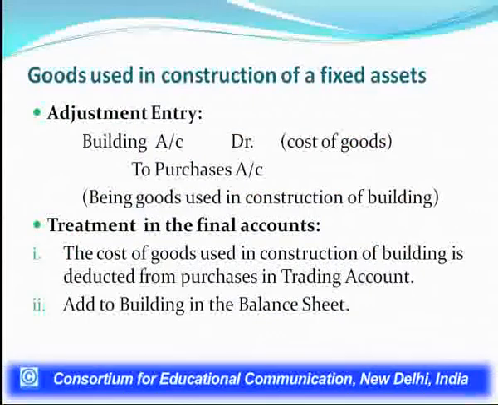The cost of goods used in construction of the building is deducted from the purchases in the trading account, and the cost of goods will be added to the fixed asset. In the present case, it will be added to the building in the balance sheet. Another precaution is to be taken in this case, that if we are charging the depreciation on the fixed asset, then we should charge the depreciation on the new value of the fixed asset.